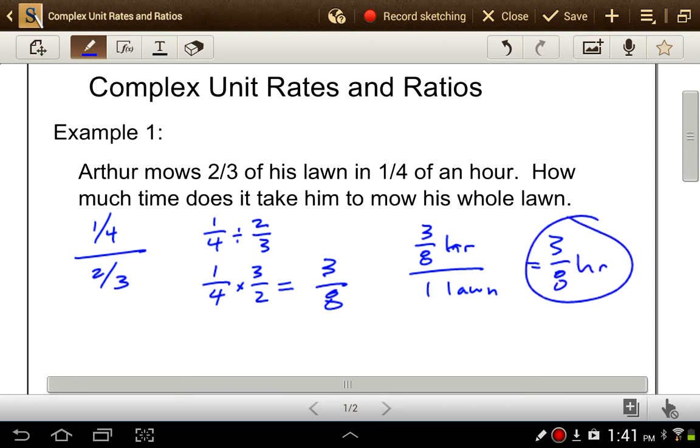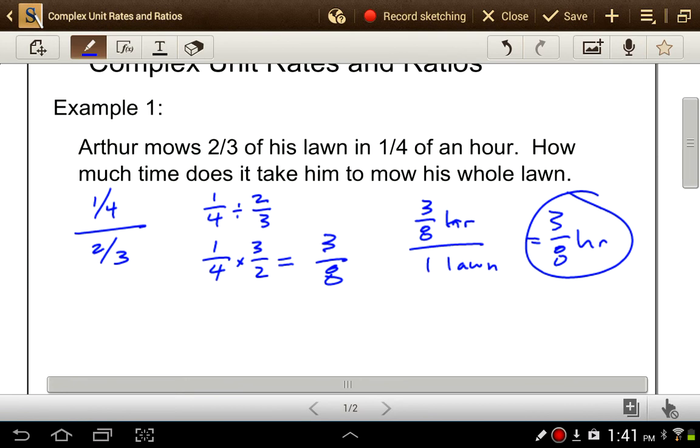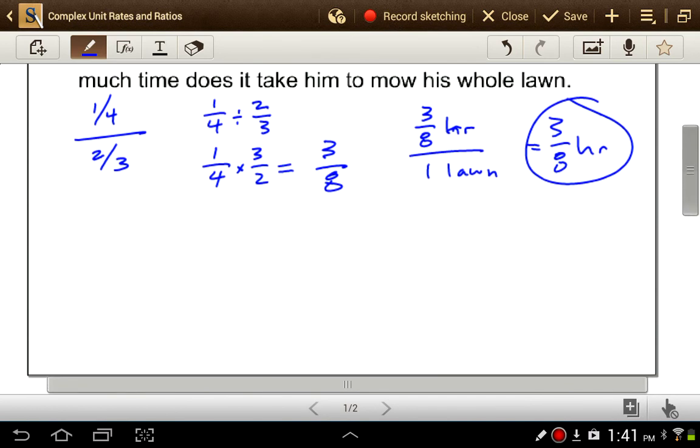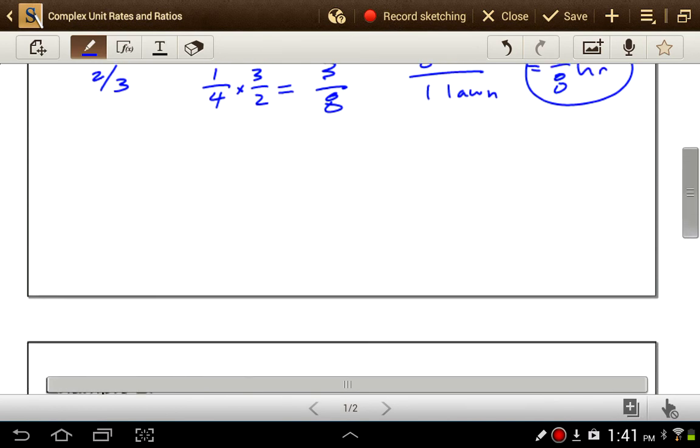Okay? So again, we're looking at it, how much time it takes him to mow his lawn. So time compared to his lawn. So that's why it's 1/4 over 2/3. That really is a division problem. So then we're going to look back to our last chapter on dividing fractions and work through that. Okay, so it'll take 3/8 of an hour to mow his lawn. I didn't ask for that in minutes. We could convert minutes later, but we're not going to do that now.